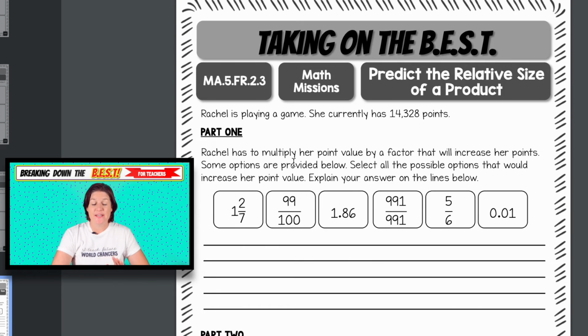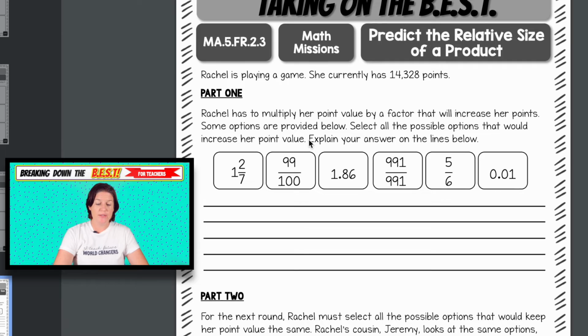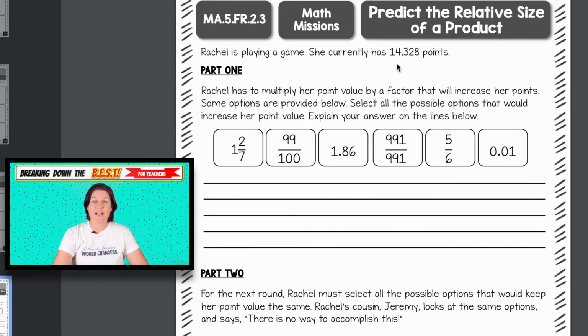The next activity is a math mission. It's a math task. It says that Rachel is playing a game. She currently has 14,328 points. In part 1, Rachel has to multiply her point value by a factor that will increase her points. Some options are provided below. Select all the options that would increase her point value and explain your answer on the lines below.